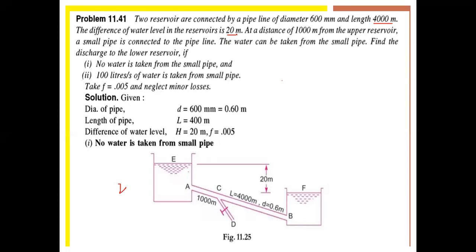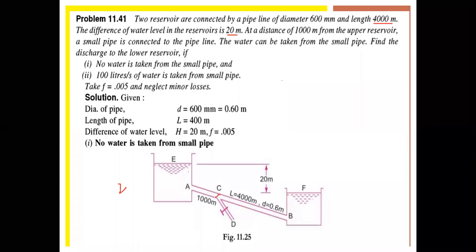At the distance of 1000 meters from the upper reservoir, a small pipe is connected to the pipeline. At the end of 1000 meters, out of the total 4000, a small pipeline is attached downward to the pipeline. Then the water can be drawn from the small pipe. So the water can separately be drawn from the small pipe. Find the discharge to the lower reservoir.